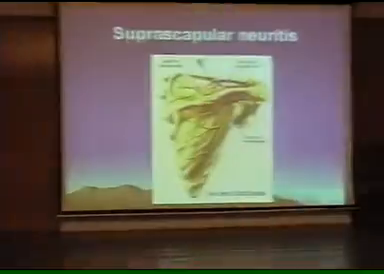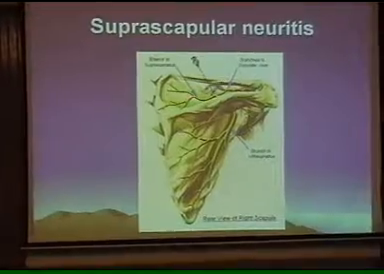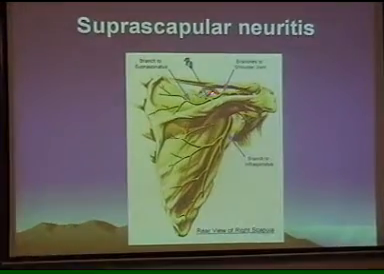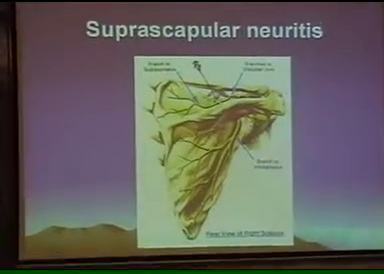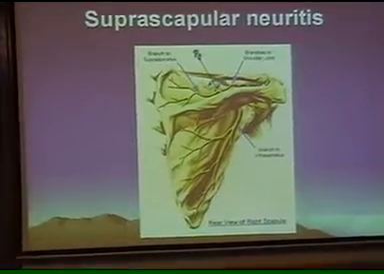So this is the suprascapular notch, and the nerve is acutely bent in this area, and causes this periscapular numbness and pain.